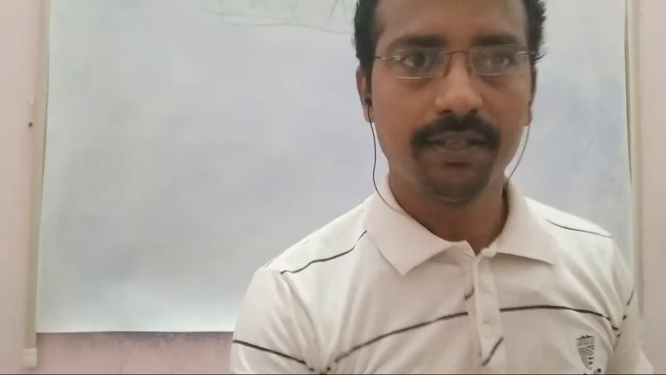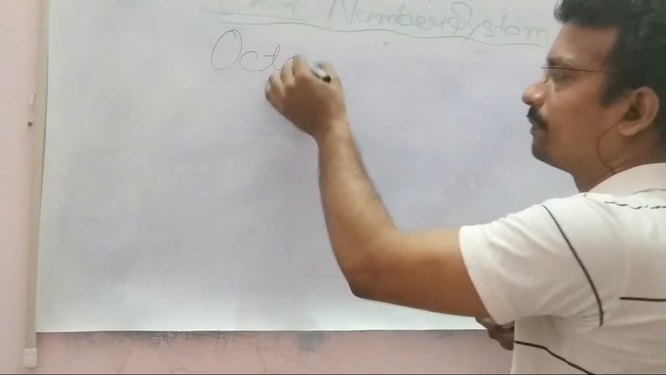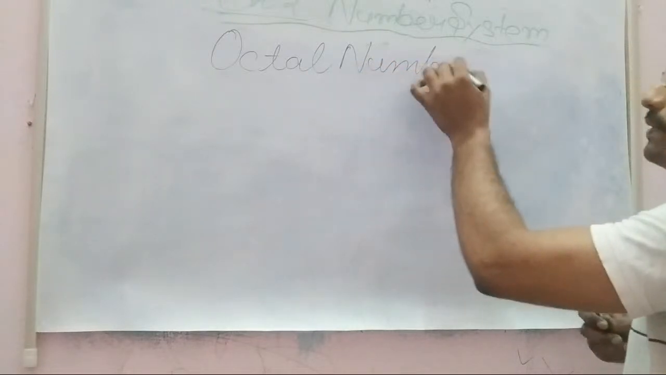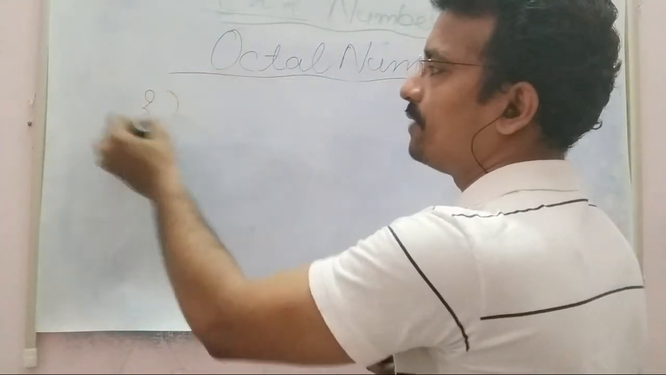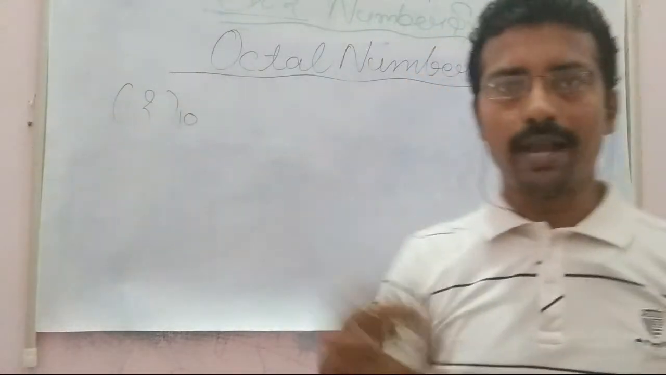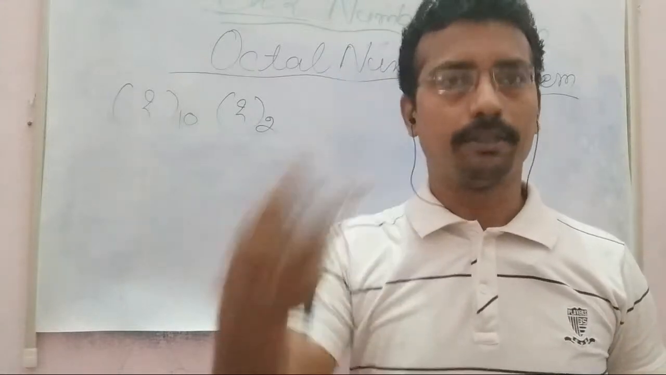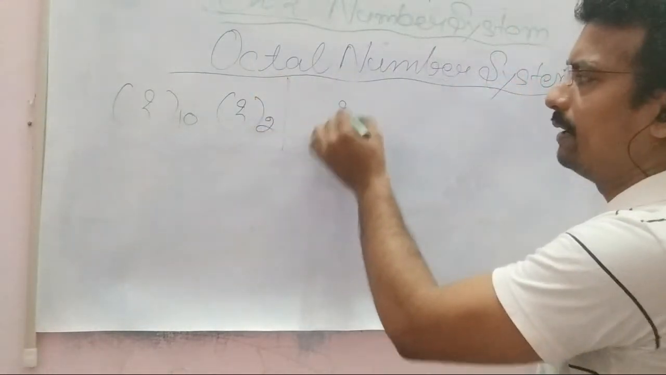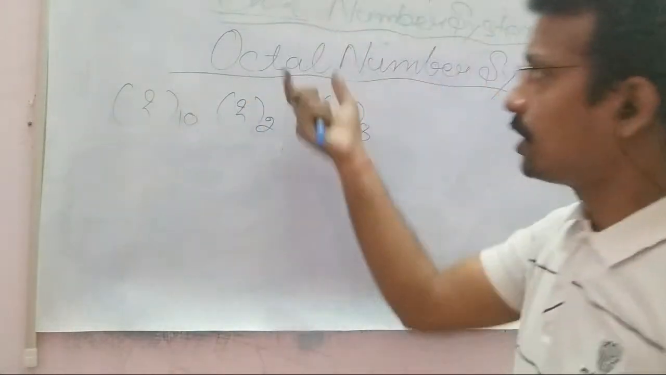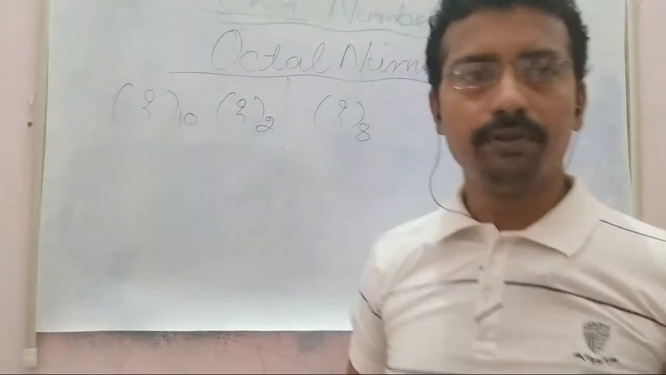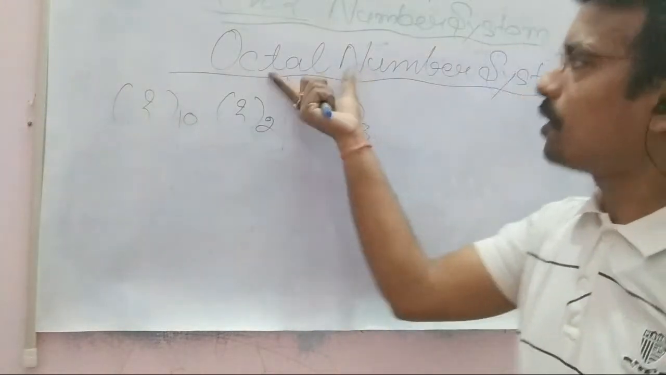Now, the next number system is the octal number system. As we have seen, any number which can be represented in the form of base 10 is called a decimal number. Any number which can be represented in the form of base 2 is called binary. In the same way, any number which can be represented in the form of base 8, radix 8, is called the octal number system.